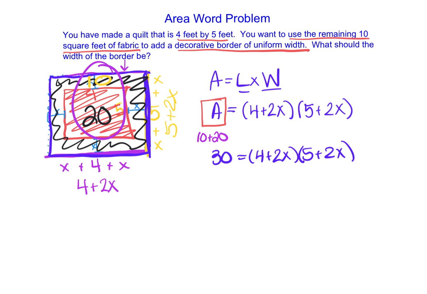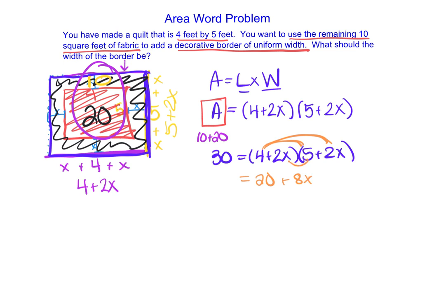Now what I'm going to do here is multiply this all out and then use my factoring strategies to help me actually solve it. So I'm going to start here. We're going to distribute to try combining some terms together. So I have 4 times 5 is 20. 4 times 2x is 8x.